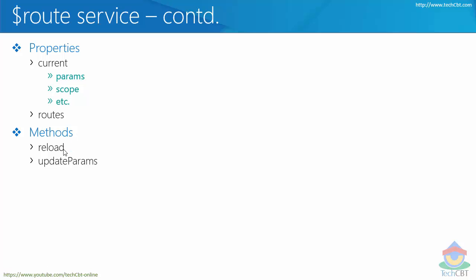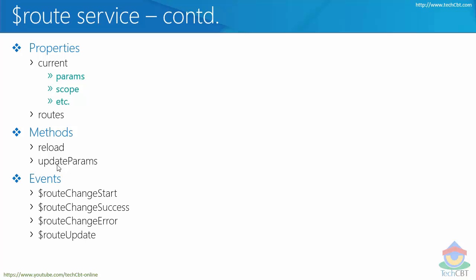And not just the properties, you also have a couple of methods like reload, which essentially tries to load or refresh or forcibly reload the current route. Similarly, you have updateParams. This is quite similar to reload, except that this one has the flexibility to provide some parameter values to the current route which it can refresh on.